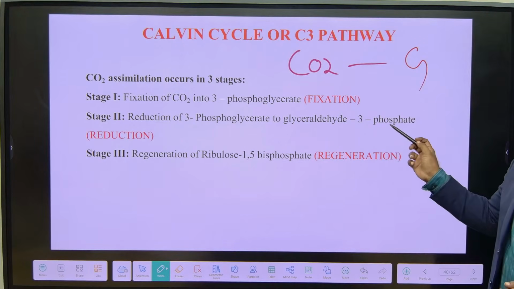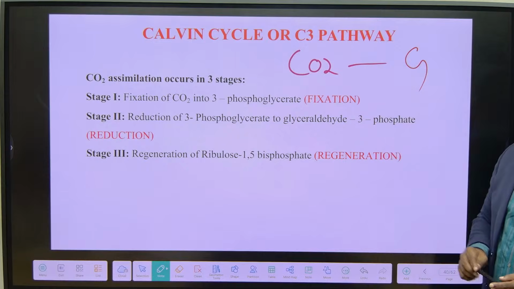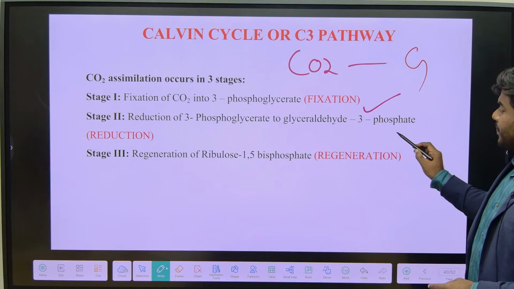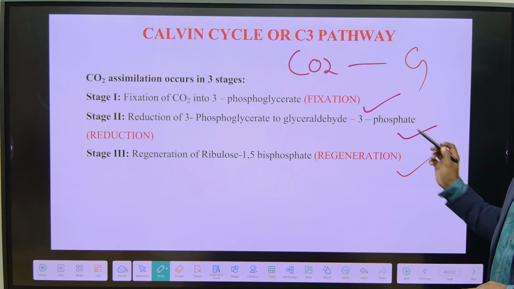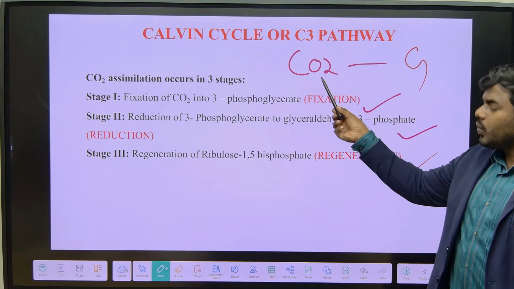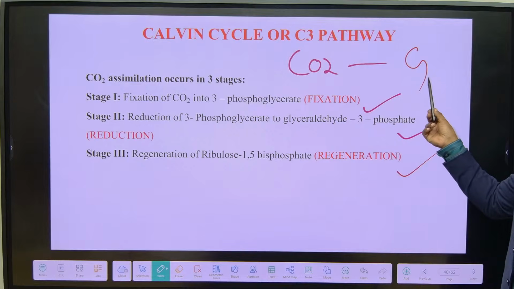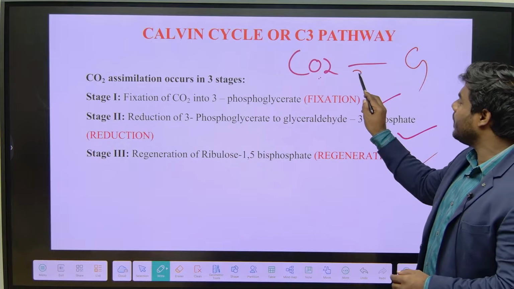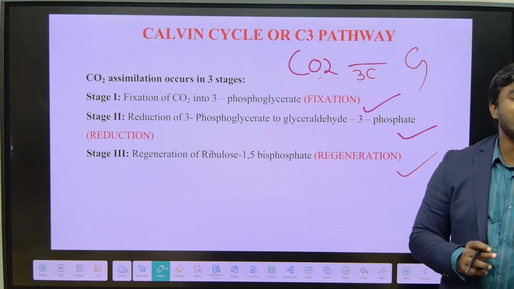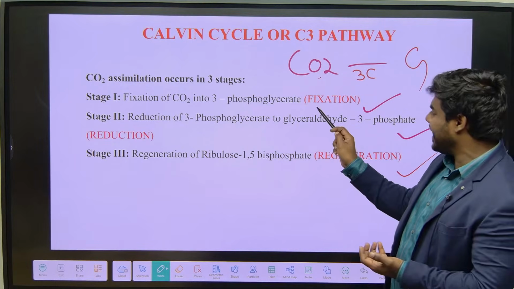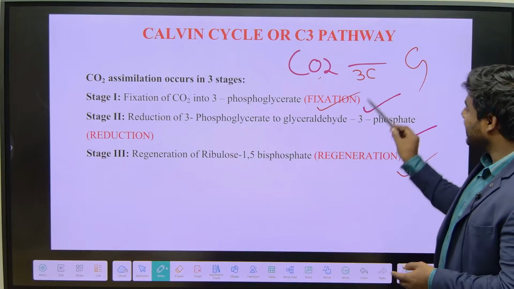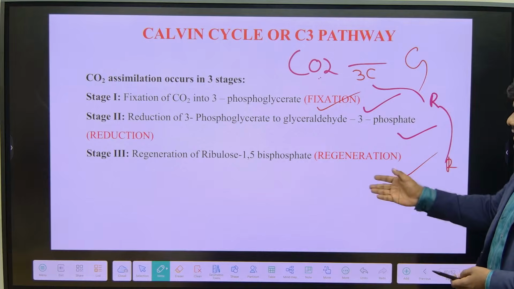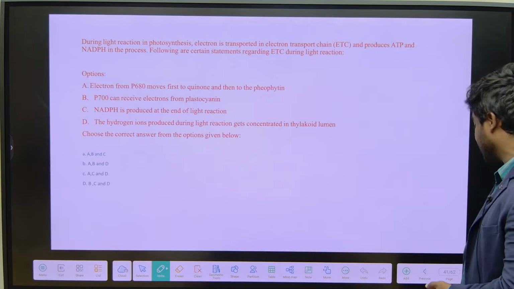This process, the Calvin cycle or the C3 pathway, happens in 3 simple steps: fixation, reduction, regeneration. We already said we can't fix the carbon into glucose directly. What we have to do is first fix the carbon into a 3 carbon containing intermediate compound. That's why we call it fixing. Then the same 3 carbon we reduce, and the same thing we regenerate. Let's understand step by step, slowly and elaborately.